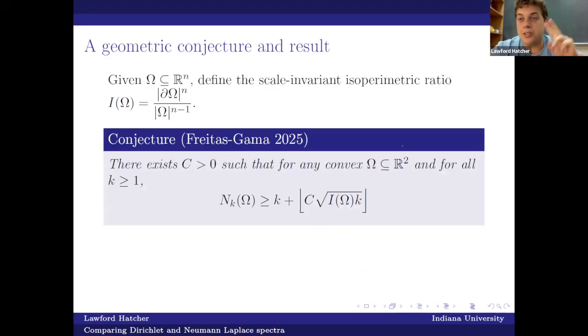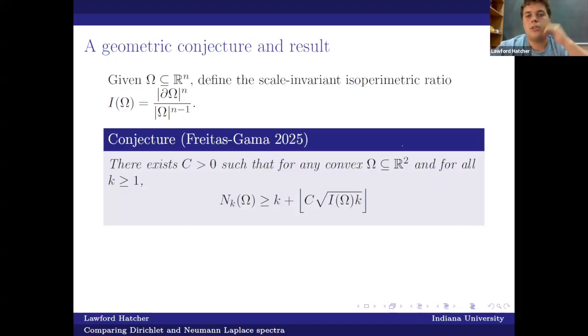So here's the second piece of notation I want everybody to make sure you're aware of before I move on with the talk, and this is the isoperimetric ratio. Anytime I write I of something, capital I of something, it's going to be the scale invariant isoperimetric ratio. So it's the size of the boundary to the n over the size of the domain to the n minus 1. And you can check that this is scaling invariant, which is good because we're wanting to compare another scaling invariant quantity to this one. So make sure you know what that is, and then you should be good for the rest of the talk.